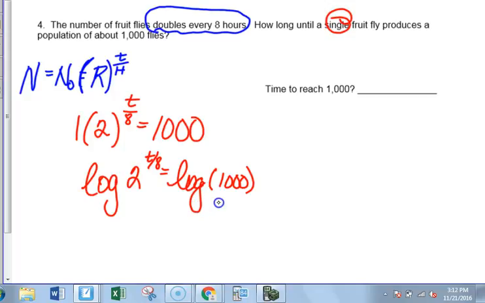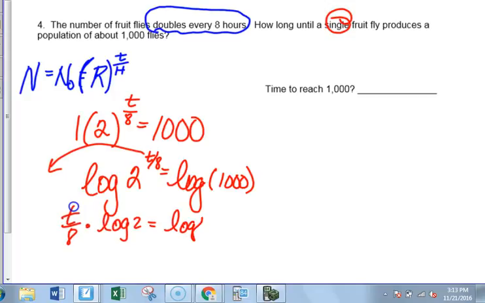I'm going to leave this log of 1,000 because someone's going to go home and write this down and then they're going to go, where did she get 3? So it's just because this comes out nice. If you did ln on both sides, it wouldn't come out nice, right? But in the end, you get the same answer. All right, this comes out front. So we have T over 8 times log of 2 equals log of 1,000 or 3. Then we're going to divide. Yeah, and in the end, we'll need to multiply by 8.